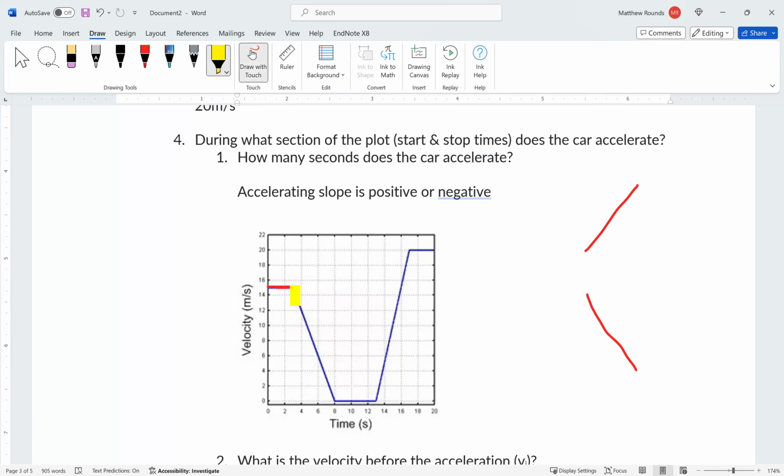All right, but what's going on here? Is the slope positive or negative? Negative, it's going down. Okay, and then here, what's the slope? Positive. So it's accelerating in those two situations.